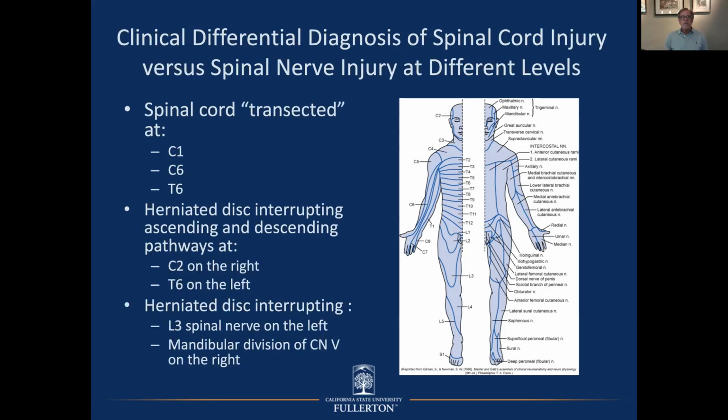Let's see. So this slide is about clinical differential diagnosis of spinal cord injury versus spinal nerve injury at the different levels. I think we've kind of already gone through this. But we can relate it to the dermatomes now. So let's do that. Let us say that a spinal cord is transected, cut across completely at C1. What will be lost for sensation would be all these dermatomes up here.